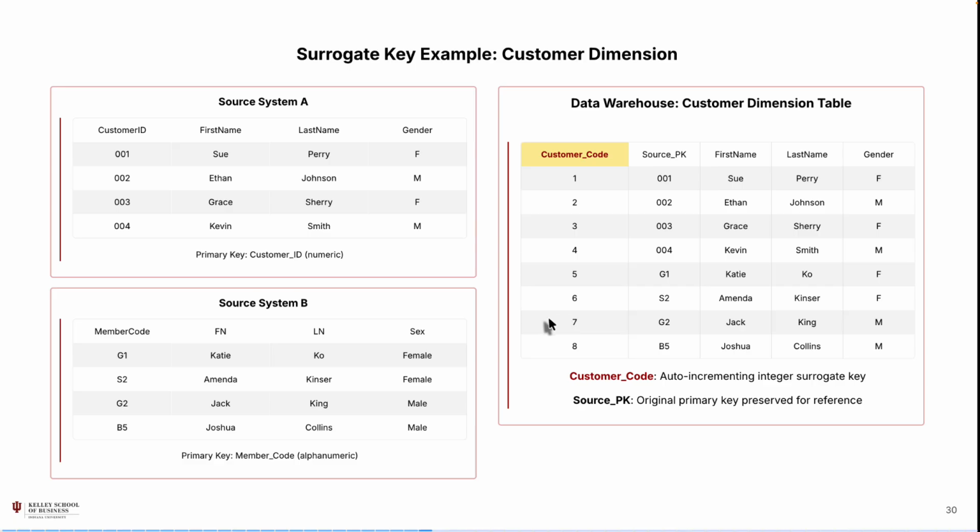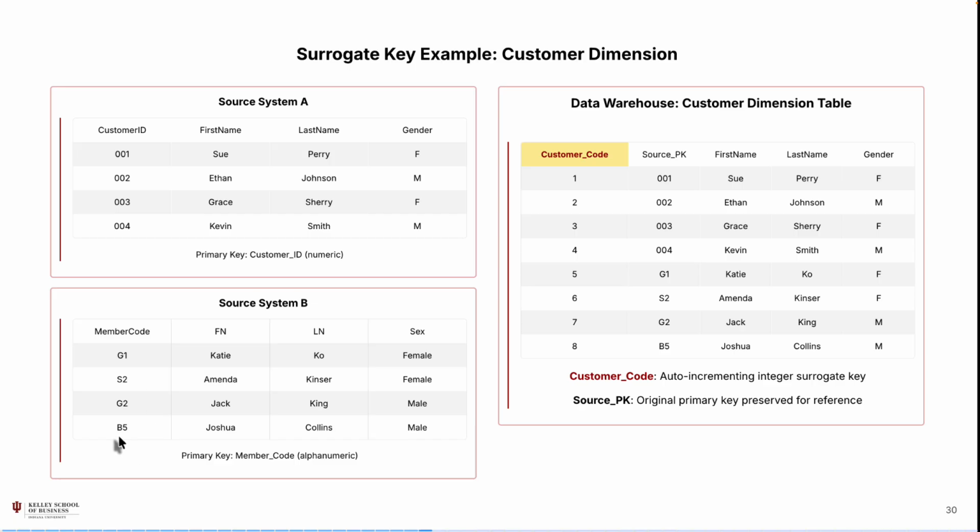So what is a surrogate key? A surrogate key is an artificial, auto-generated identifier that serves as a primary key in a dimension table, and they are independent of business keys from the source systems. In my example here, I have two source systems, A and B. You can see that in source system A, we use a numeric ID as a primary key, but in source system B, we use alphanumeric codes as primary key.